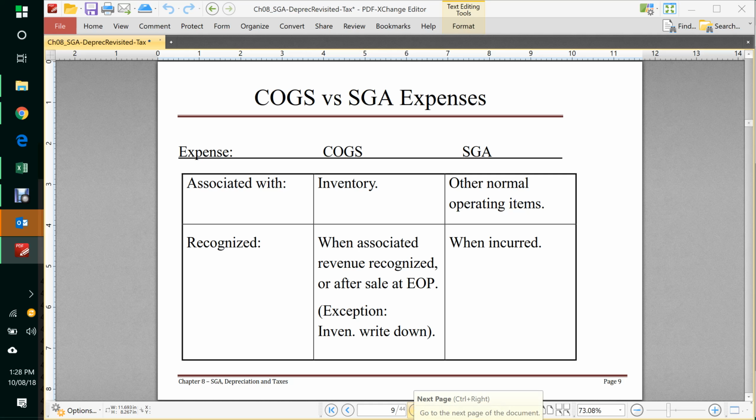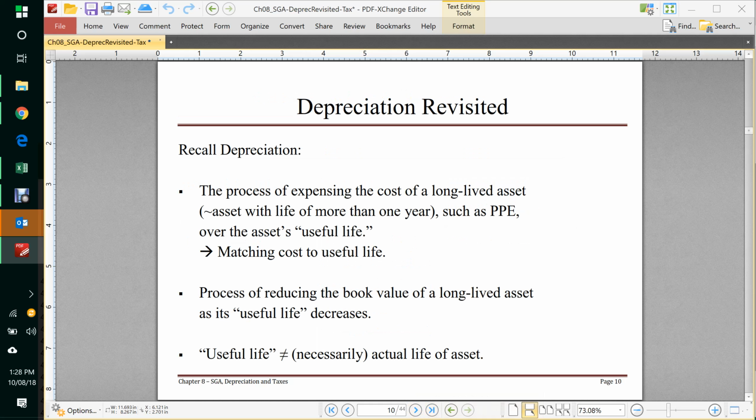This little table that you look at on your own just talks about some of the differences between COGS and SG&A. But now let's get to the topic of depreciation revisited. Okay, remember what depreciation is, right? It's the process of expensing the cost of a long-lived asset, okay, such as PPE, over its useful life. Okay, and accountants would say we're matching the cost of the asset to its useful life. Okay, and another way to think about it is the process of reducing the book value of a long-lived asset as its useful life decreases.